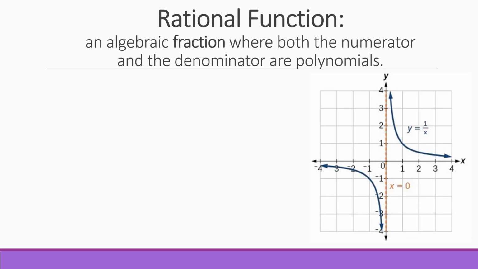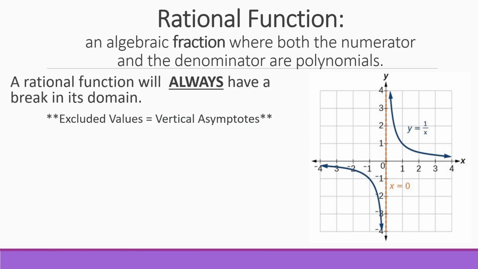So a rational function is an algebraic fraction or ratio where both your numerator and your denominator are polynomials. The parent function that we have graphed is y equals 1 over x. A rational function will always have a break in its domain. If you remember excluded values from our previous unit, in the functions, they actually become a vertical asymptote.